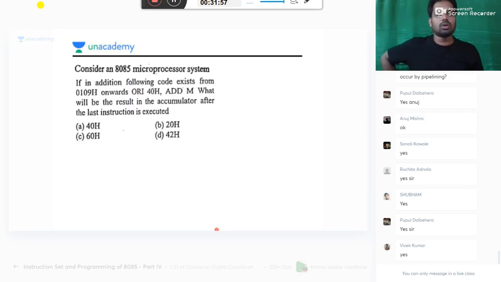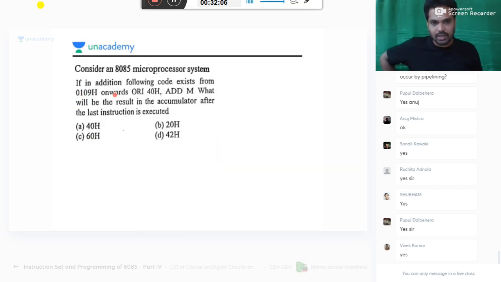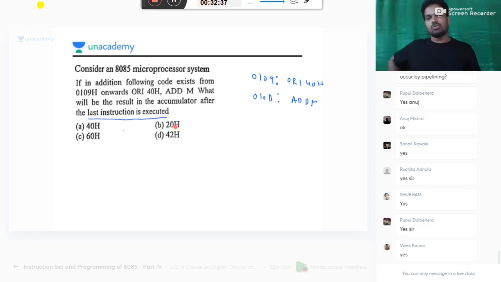Good. So consider this program: from 1009 onwards, 2 extra instructions are added. That is at 0109, OR immediate 40H, and then he has added one more instruction at 0111B, ADD M. So the question is, what will be the result of the accumulator after the last instruction is executed? Here he has clearly given executed. Then we can understand execution is completed. Okay, so please tell me here.